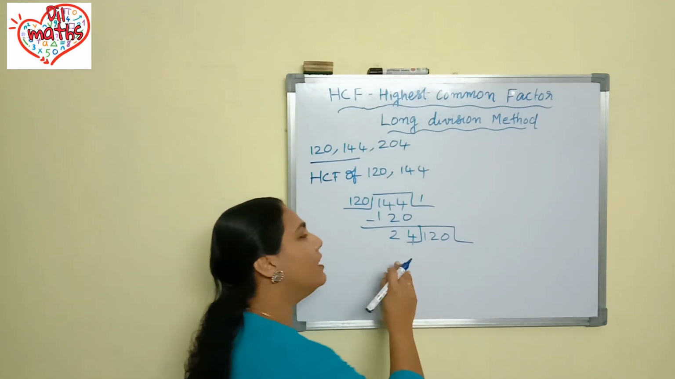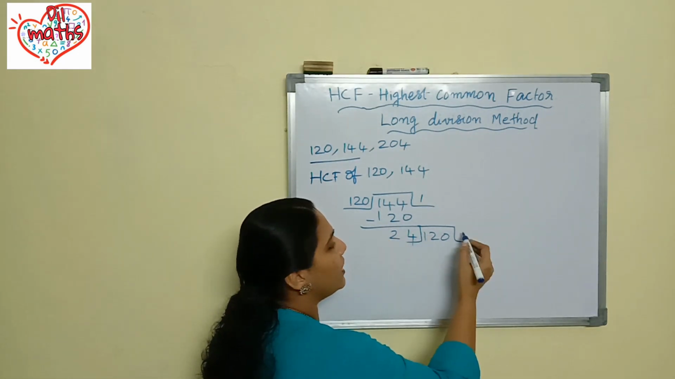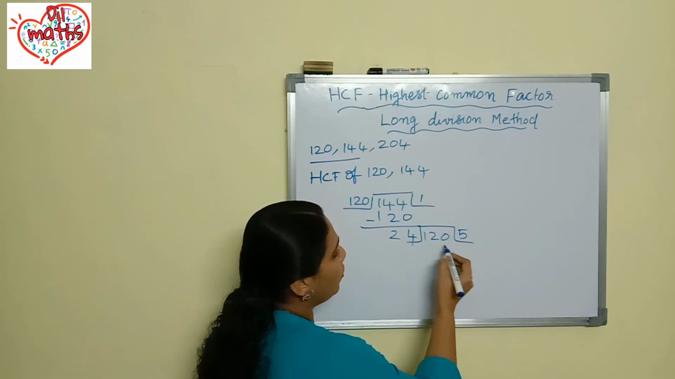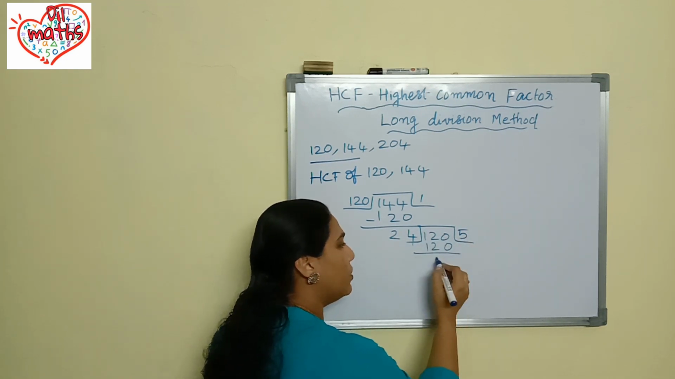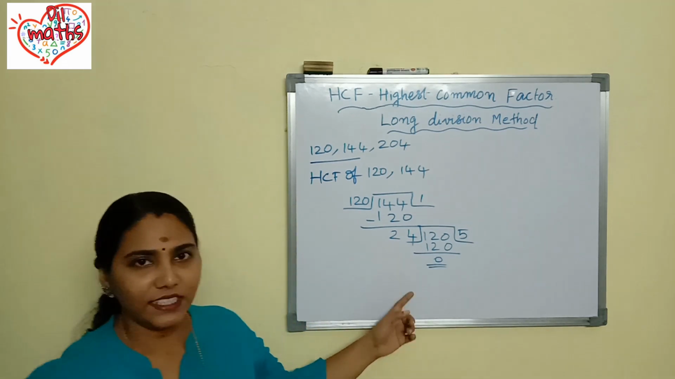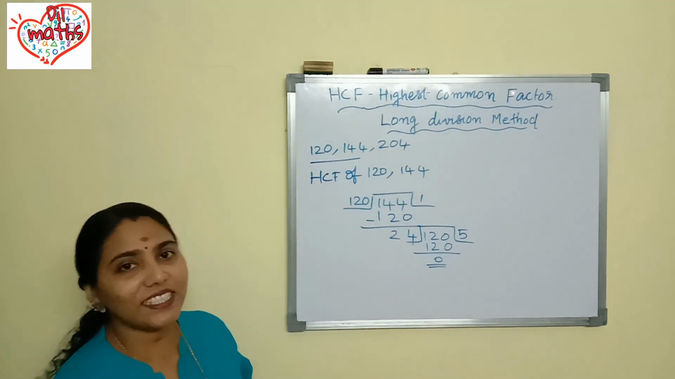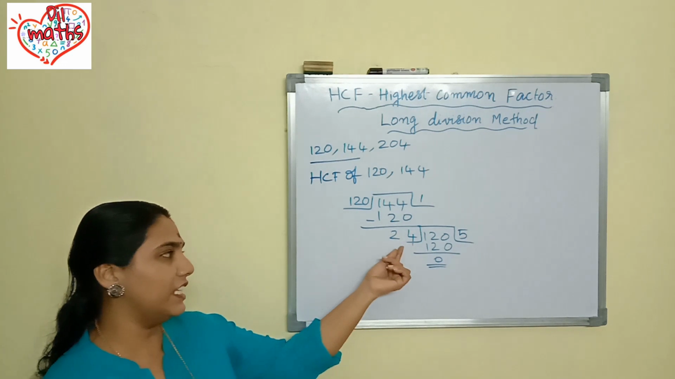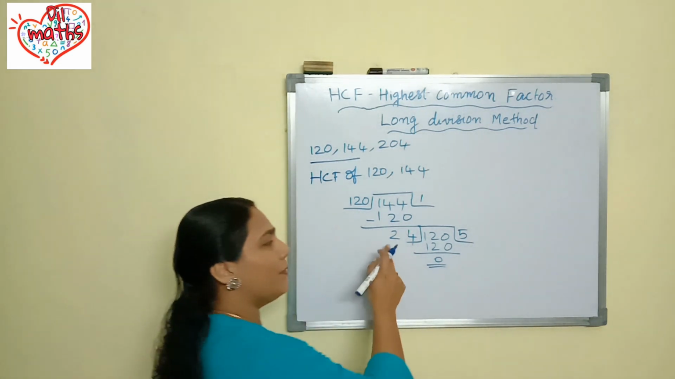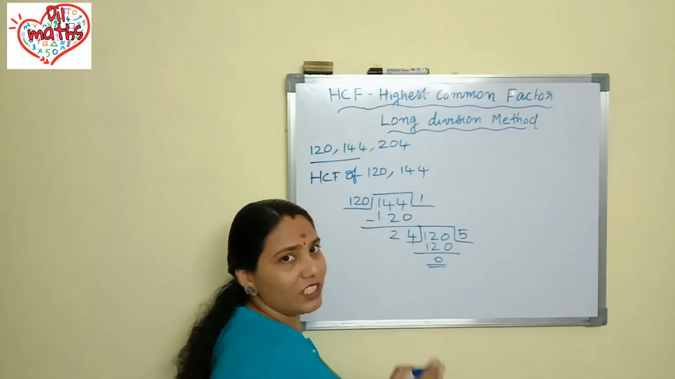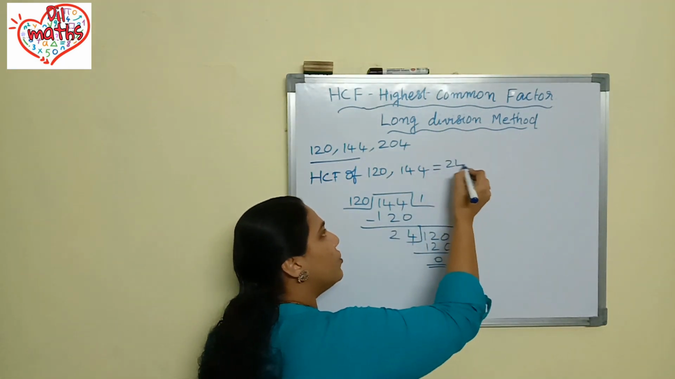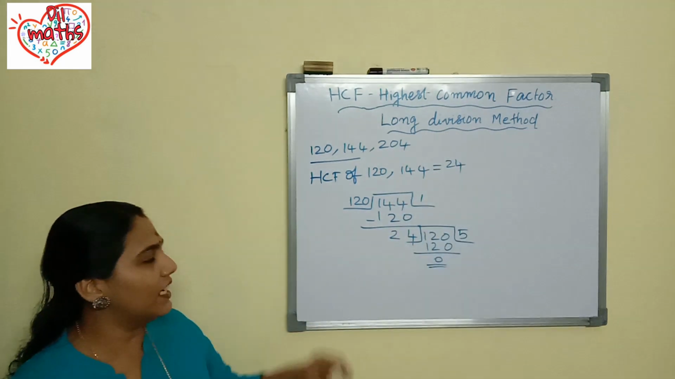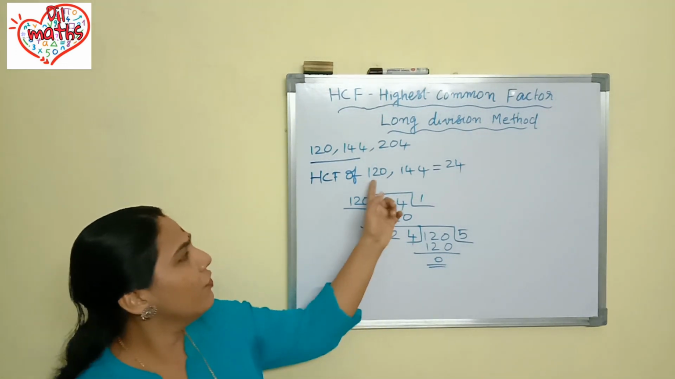Now how many times will 24 go in 120? 5 times, isn't it? 5 4s are 20, 2 carry forward, 5 2s are 10 plus 2, 12, 120. Now we got the remainder as 0. And what did we get as the HCF here? The last divisor you should take as the HCF. So we got 24 as the HCF for 120 and 144.